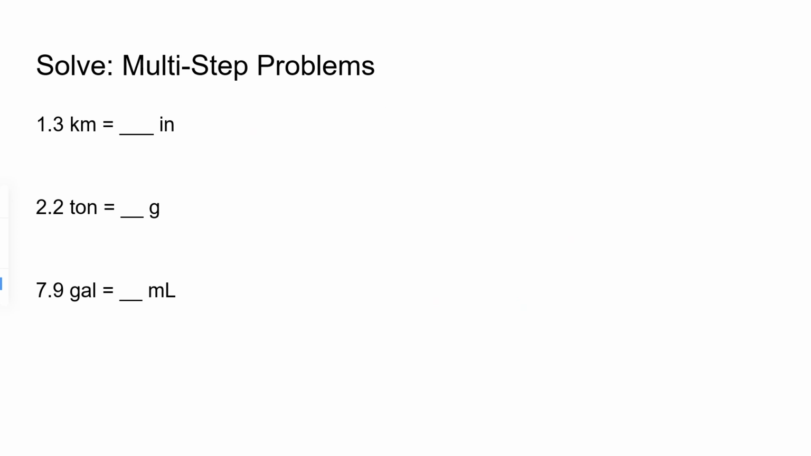Okay, solving multi-step problems. Sometimes there's not a direct or an easy conversion when we are going to extremes, like extremely far apart units. So going from a kilometer down to an inch is going to be an extreme stretch. So we may have to do multiple steps in order to get to our final answer. If we start with this one, we have 1.3 kilometers, and we want to get to inches.